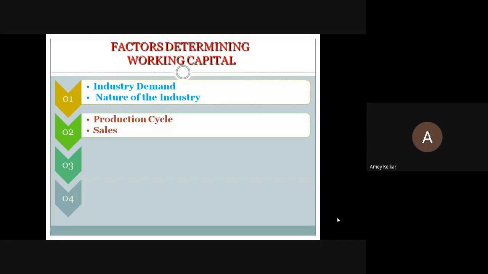Next is production cycle and sales. The faster the production cycle, the faster your sales, and the better your working capital. The slower your production cycle and the lesser your sales, the more it affects your working capital. So production cycle becomes a very, very important unit of your working capital.